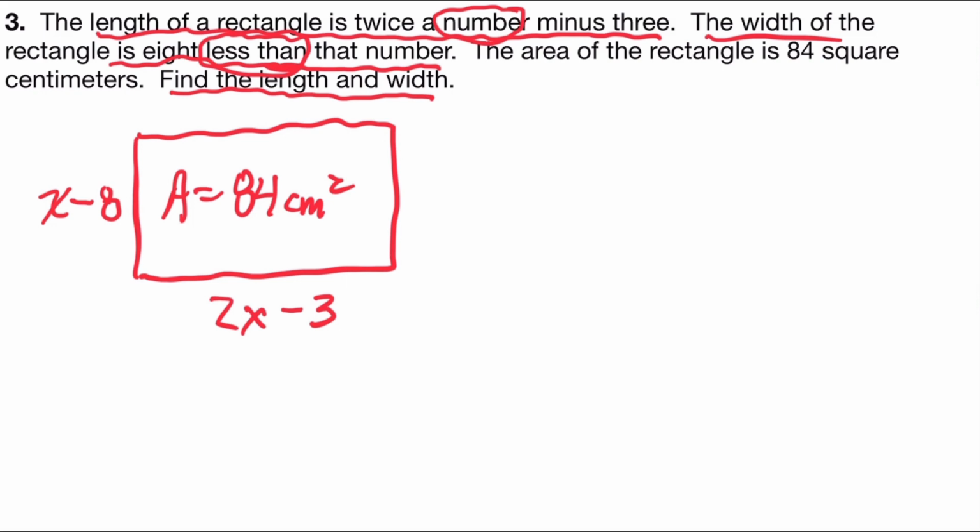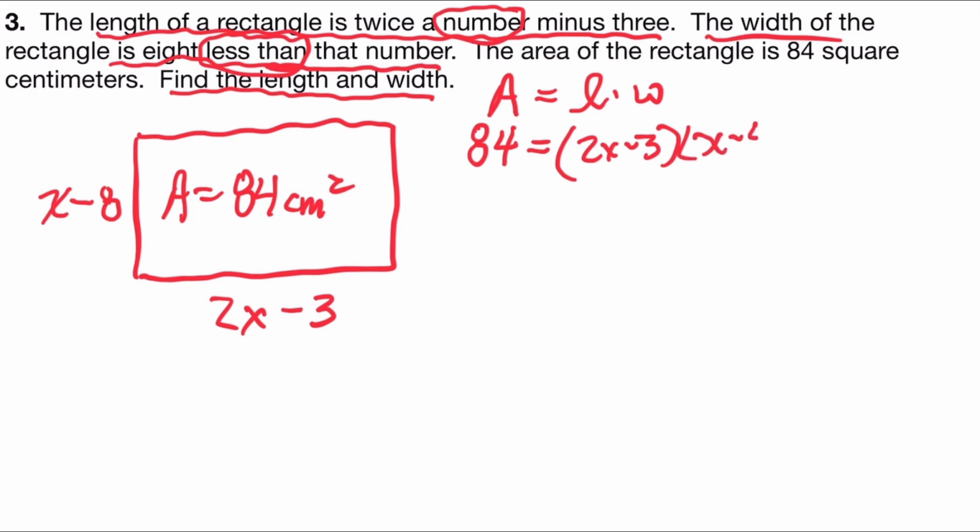And now I'm going to set up my equation. I know that area of a rectangle is equal to length times width. The area is 84 square centimeters. And then I'm going to multiply 2x minus 3 times x minus 8. So I have a FOIL on the right side of the equation.